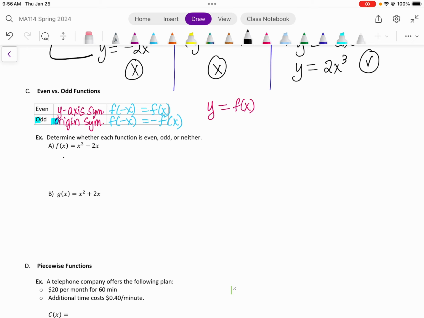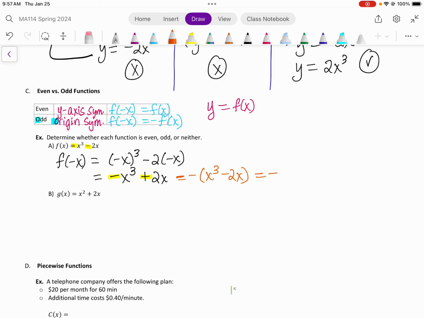All right, what happens when I do f of negative x? That simply means I'm taking out x and putting in negative x. And then I'm going to clean that up and see if I get the original function back that I started with. All right, it is not exactly the same, but I notice that my signs here and here are opposite. So what I have here is the opposite of the original function, which is then negative f of x. Hence, this function has origin symmetry, or it's considered odd.